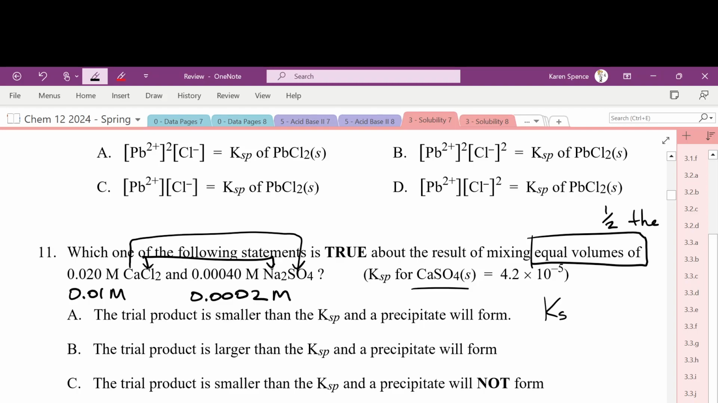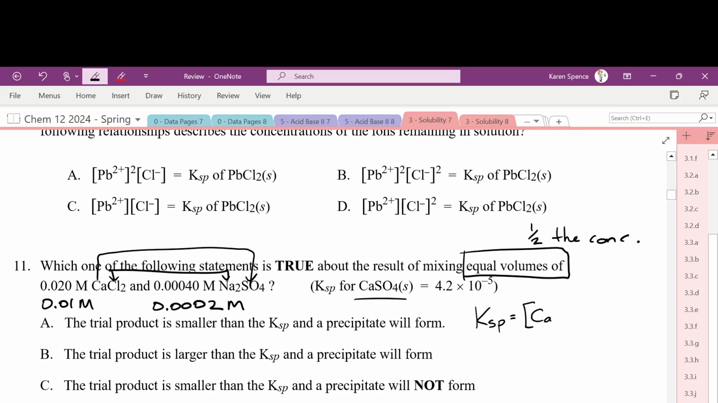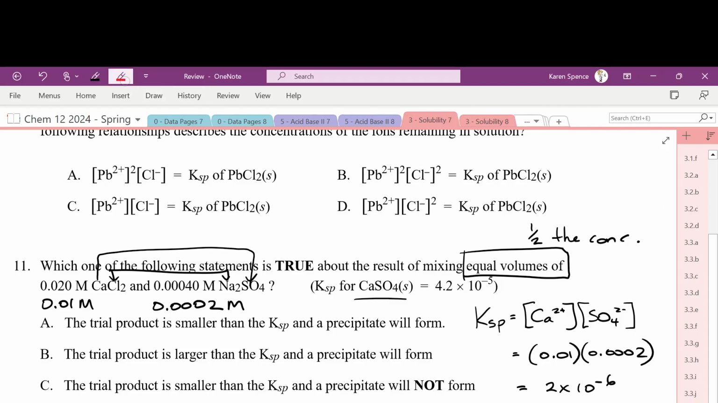So our KSP is equal to, because it's 1-to-1, calcium times sulfate. And so that's going to be 0.01 times 0.0002, which equals 2 times 10 to the negative 6. 2 times 10 to the negative 6 is smaller than 10 to the negative 5. So this is actually, I'll write trial here.